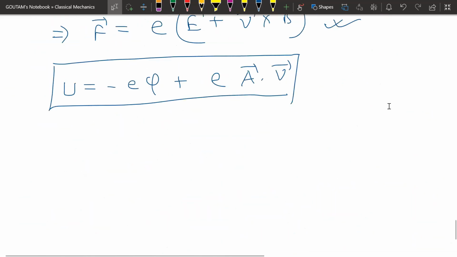Okay, that's all for today. In the next class, we will talk about non-conservative forces. Can we treat them in this framework?